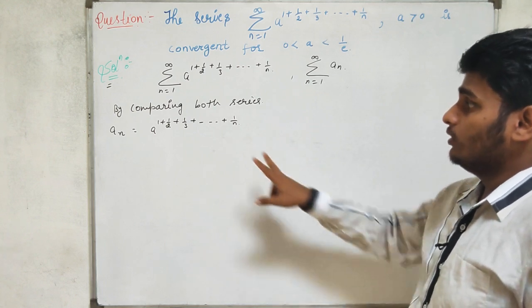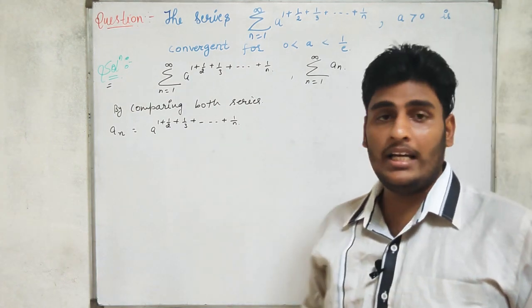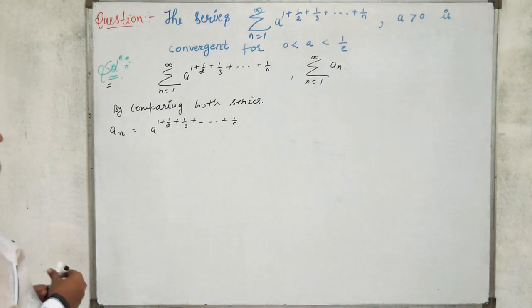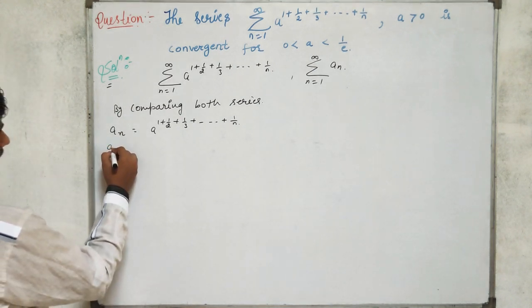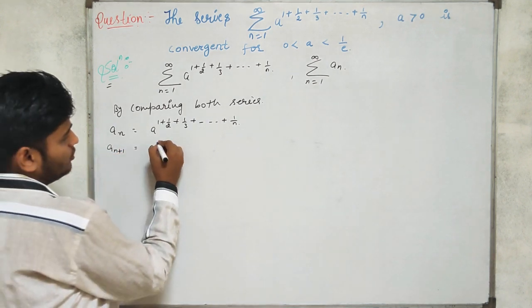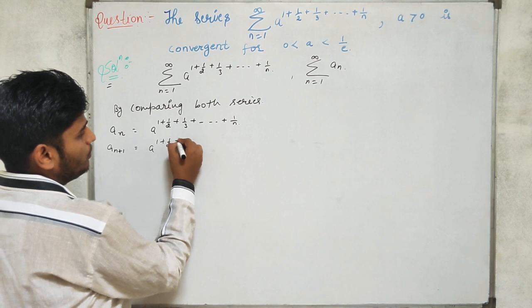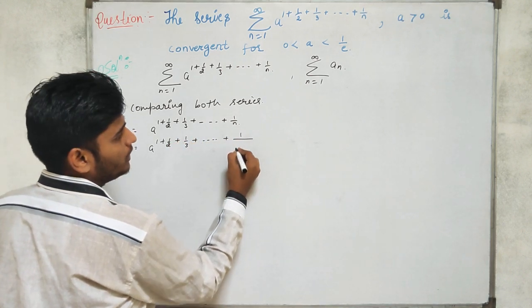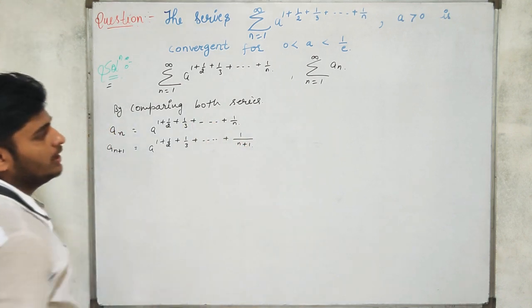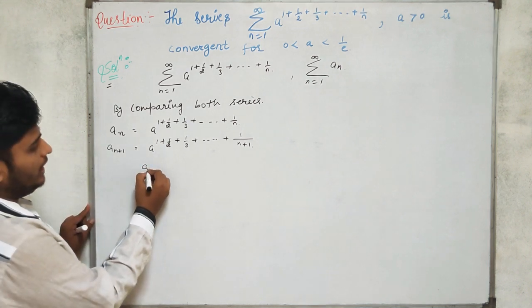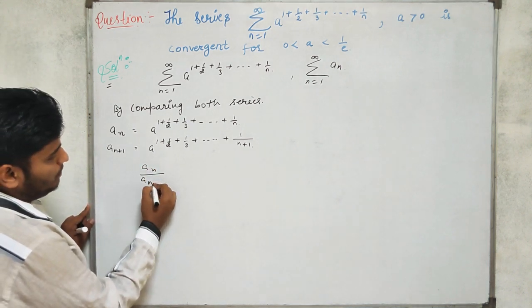Okay, now we apply convergence tests on this series. So first we apply D'Alembert ratio test. For this we have to find the a n plus 1th term, which is a raised to power 1 plus 1 by 2 plus 1 by 3 plus and so on plus 1 upon n plus 1. Now what is the D'Alembert ratio test? We have to find the value of a n upon a n plus 1.